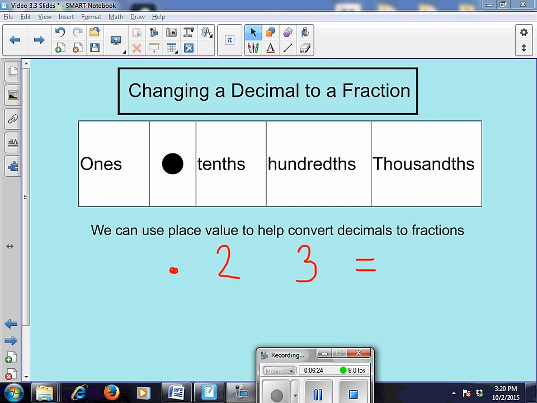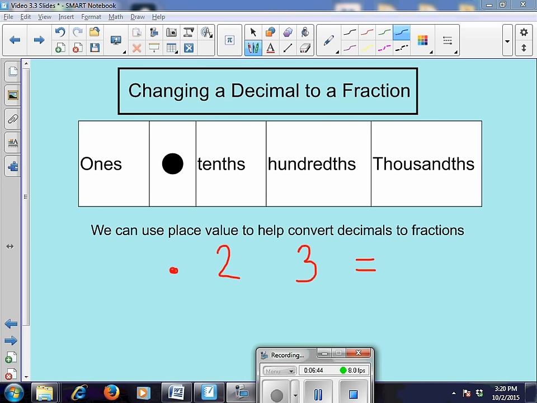Now, let's talk about changing a decimal back to a fraction. And I know you can all agree that changing a decimal to a fraction is much easier than changing a fraction to a decimal. Why is that? Well, when we see a decimal, we see place value. And when we see place value, we see denominators.